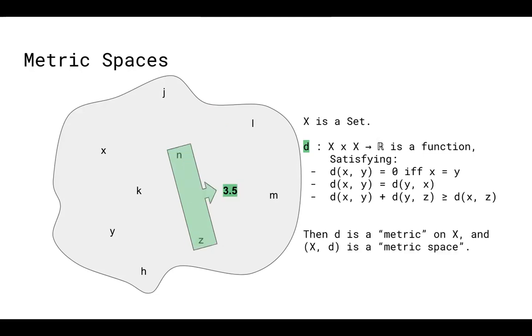So if it satisfies these properties, we call it a metric on X, and we call the pair X and d a metric space.